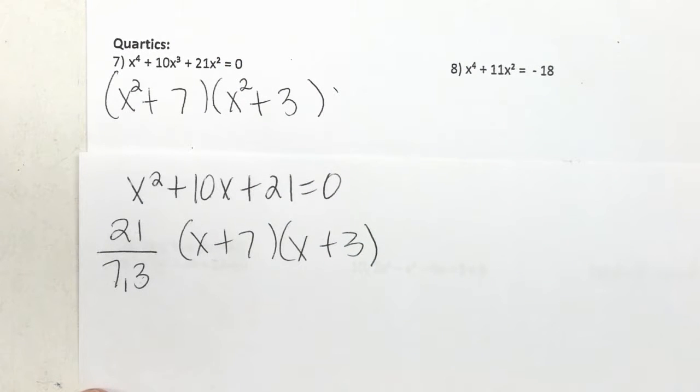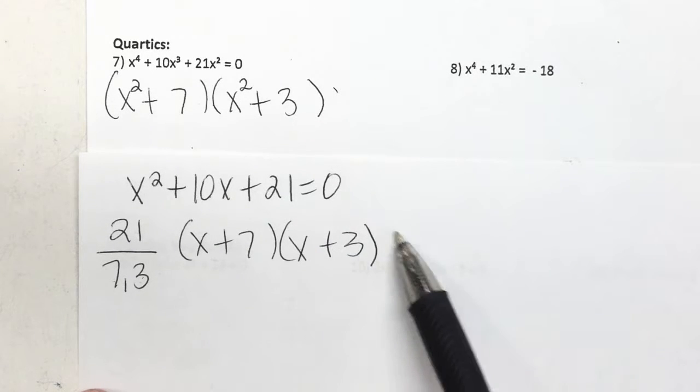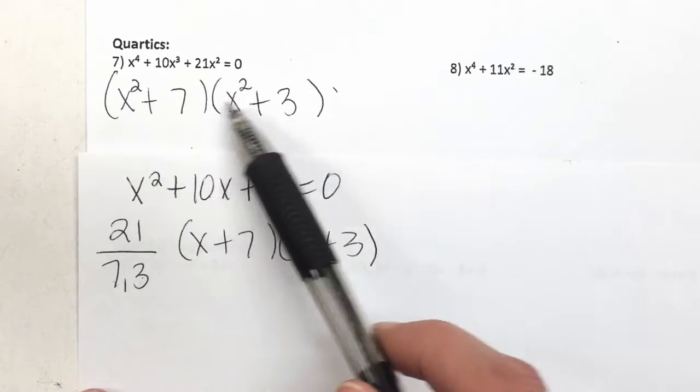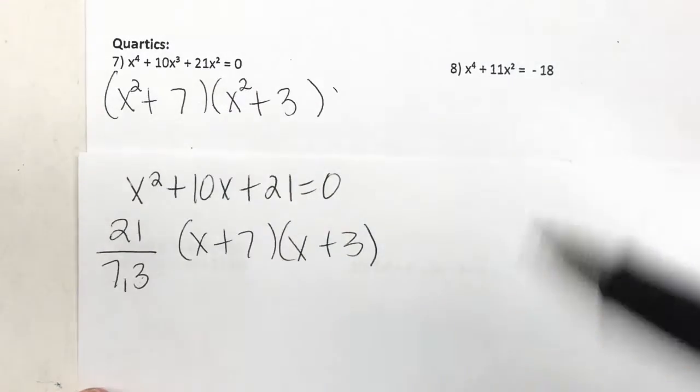And one more thing we need to change. On this one, if we multiply 7 times 3, that's going to give us what? Over here we need 21x squared. So what do we need to add right here? An x to each term, right?